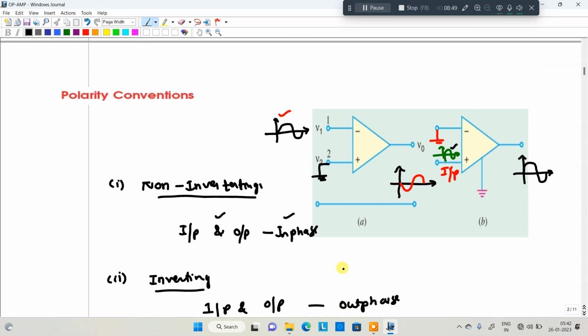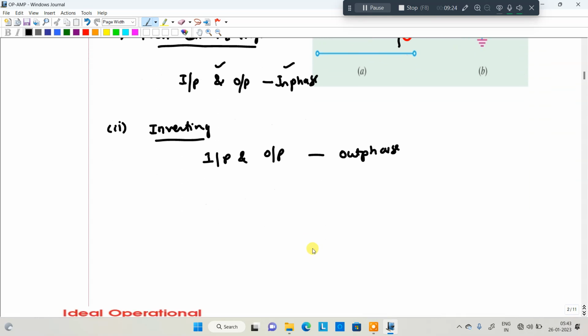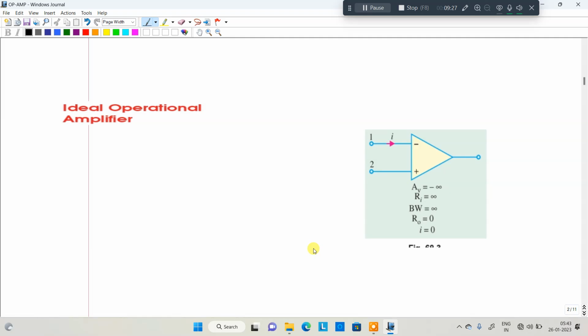So this is about the polarity conventions related to the op amp. Everyone is clear about the polarity convention? We have an inverting input terminal and a non-inverting input terminal. If you connect the input to the inverting input terminal, the output is inverted. For the non-inverting input terminal, the output is the same as the input, only the amplitude and magnitude change. We'll discuss further in this class. Very interesting examples I will provide.